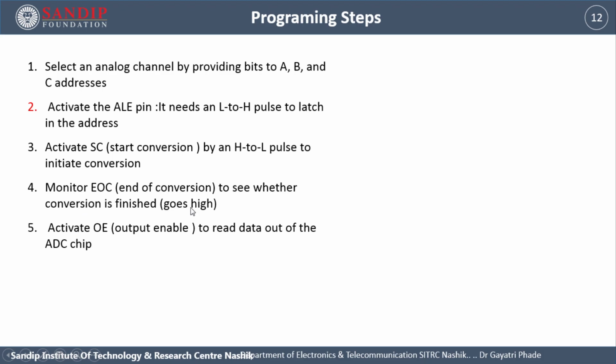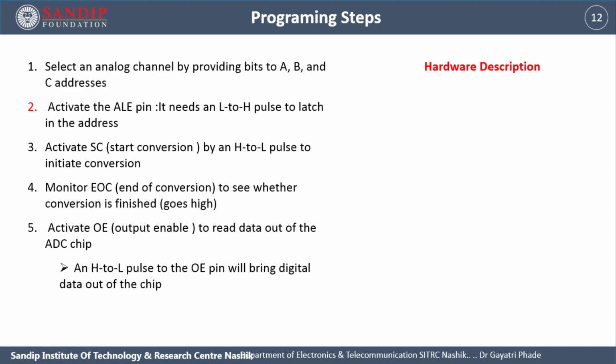So once the microcontroller knows that EOC has gone high, indicating the end of conversion from the ADC, the microcontroller requests the ADC to give the data by activating this OE pin, output enable. How is it activated? A high to low pulse to the OE pin will bring the digital data out of the chip, which will be available at the D0 to D7 pins of the ADC. So next we have to take that data into the computer or into the microcontroller.